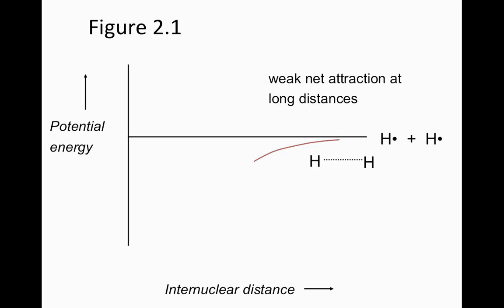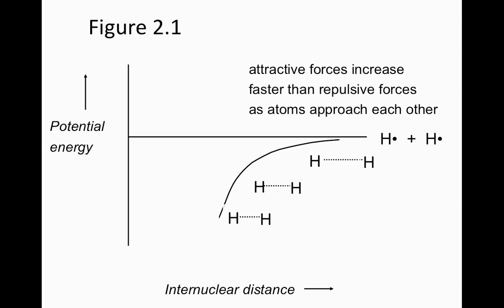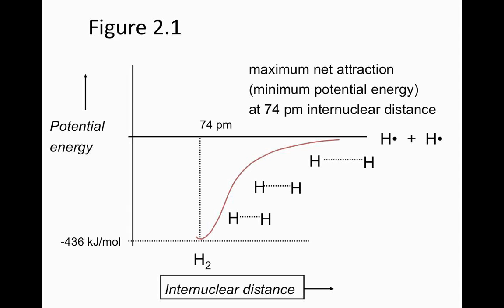If we examine a potential energy diagram of the system, we can see that as the two elemental hydrogen atoms approach one another, the energy of the system decreases or becomes more stable. In fact, this energy continues to decrease until it reaches a minimum, in this case, negative 436 kilojoules per mole for molecular hydrogen.